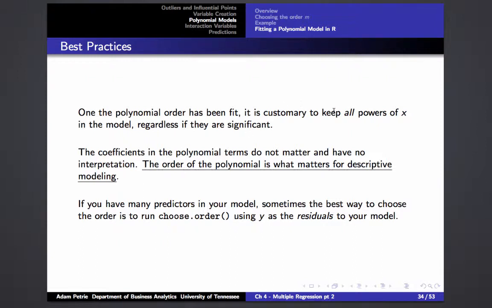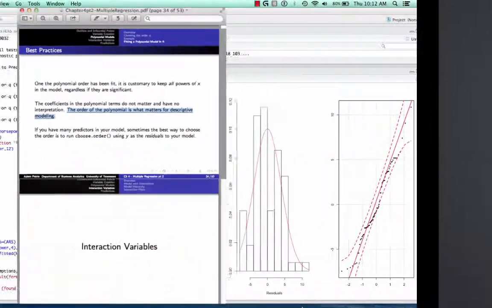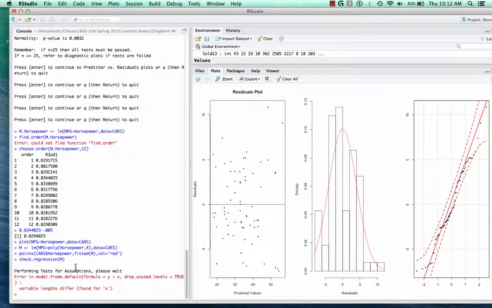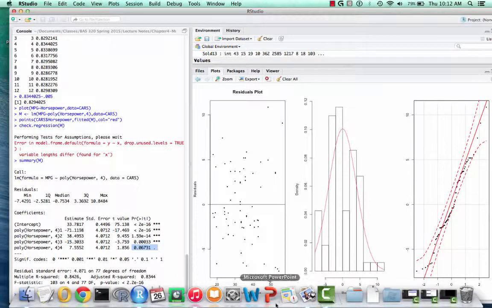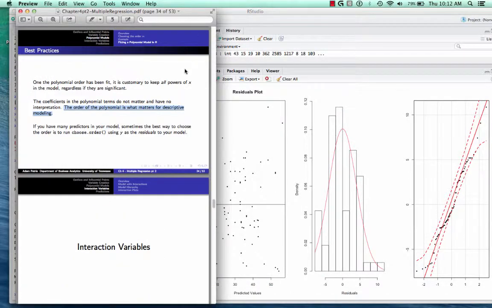We're not going to drop any of the powers of x after we've chosen the order of the polynomial. We're going to keep all powers of x regardless of whether they're significant. When we talk about descriptive modeling, it's the order of that polynomial model that is more interesting to us. If I were to look at the summary of my 4th order polynomial model, predicting fuel efficiency from horsepower, I've chosen the 4th order polynomial, so even though the 4th order term is not significant, I'm still going to keep it. So, a little bit of extra consideration for polynomial models.